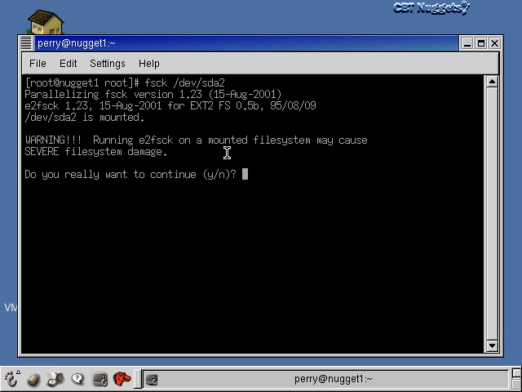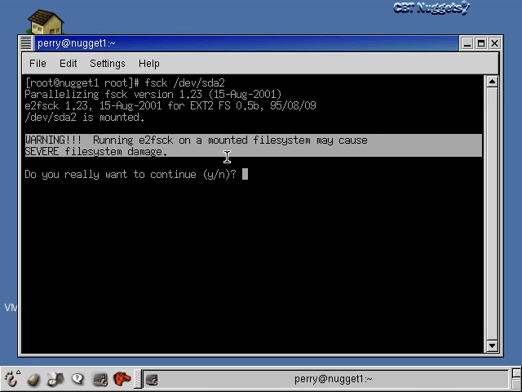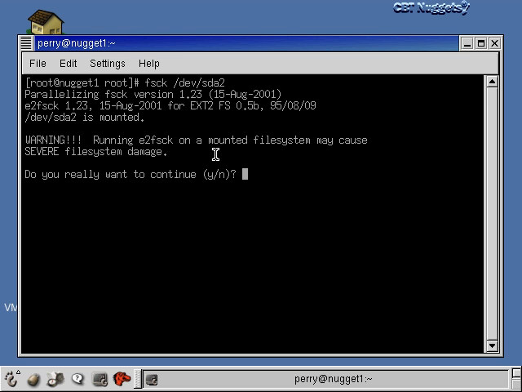Now when I run this, a couple of things happened. I ran the FScheck command, but internally the operating system ran the E2 FScheck command, and that's because I'm running an ext2 file system. That's the type of my file system. So the operating system detected that, and then it chose the E2 FScheck utility as the subset of the FScheck utility that I picked. Then it told me that the dev SDA2 partition was mounted, and then it gave me this warning: running this on a mounted file system may cause severe file system damage. And then it says, do you really want to continue?